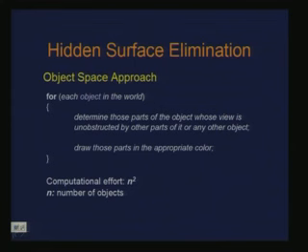And if you look at the computational effort, since we are talking about n to be the number of objects, it is going to be of order n square, because for every object you are going to see what happens with respect to the other objects. So, that is sort of an overview of the two approaches, the image space approach and the object space approach.